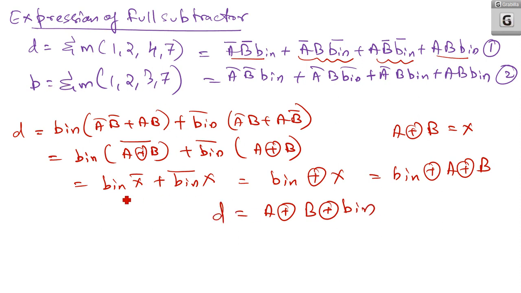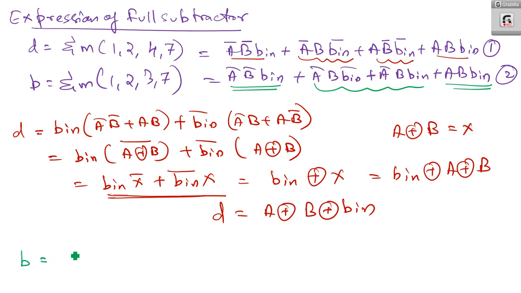So here we will take into account Bin H bar or Bin bar H for realization using NAND gate as well as NOR gate. Now coming into borrow, which all elements can we take? A bar B is common in the second and third terms, and in the last two terms, Bin is common.